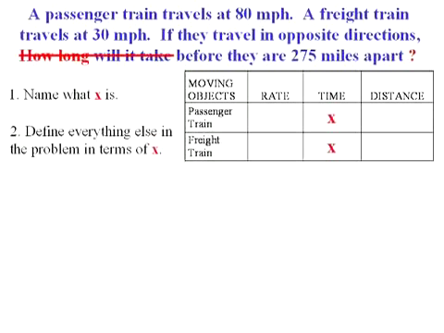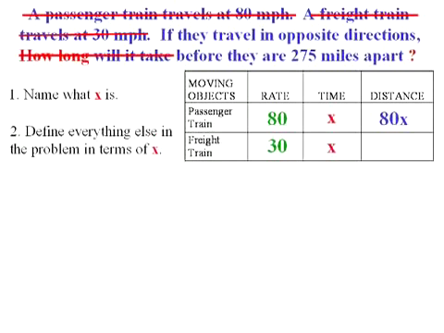Now let's define everything else in the problem that we can get. We need to get 4 out of the 6 boxes, and we have 2 of them already. Well, let's see. A passenger train travels at 80 miles an hour. There we go. His rate is 80. And I'll cross that out. The freight train travels at 30 miles an hour. I can put that in and cross that out. Now I already have 4 out of 6 boxes. I fill in the other 2 using the formula.